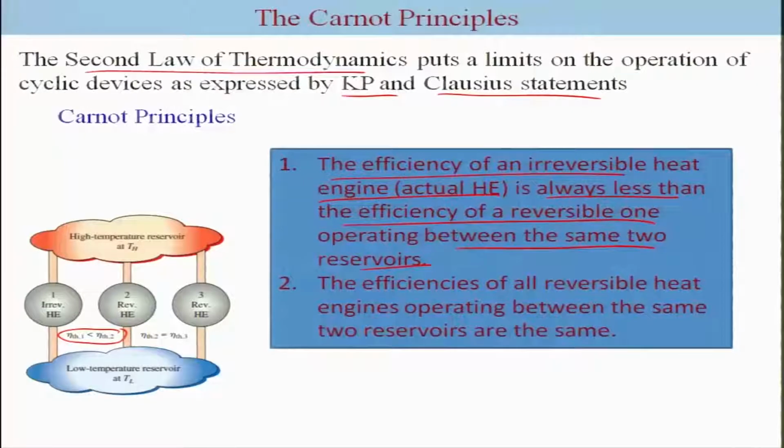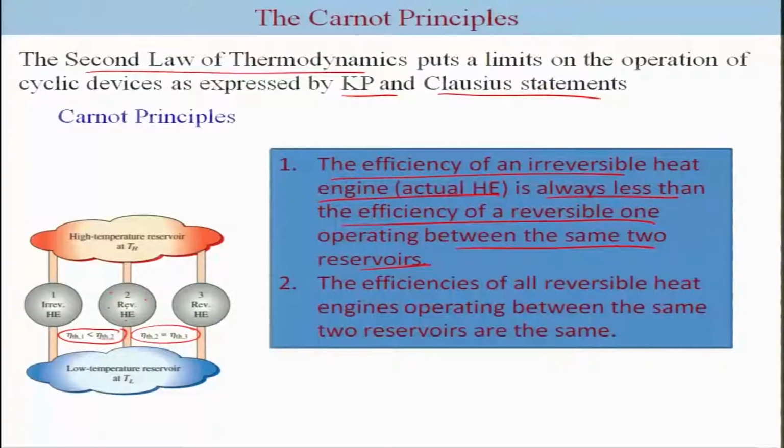Let us assume this is a heat engine which is irreversible and this is a heat engine which is reversible, which essentially means the devices we use here work along a reversible path. On the other hand, there is irreversibility associated with the processes here. So, eta of 2 will always be greater than eta of 1. If there is another reversible heat engine operating between the same reservoirs, then its efficiency will be the same as that of the other reversible device.